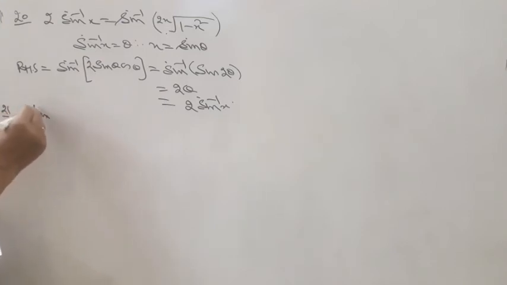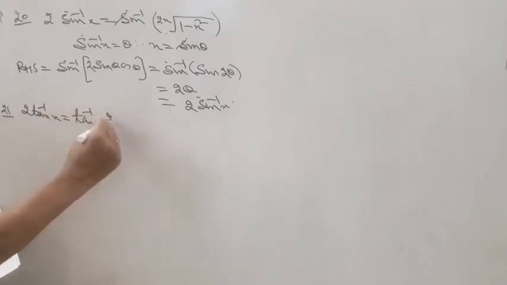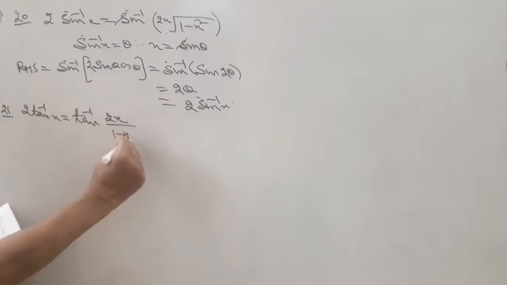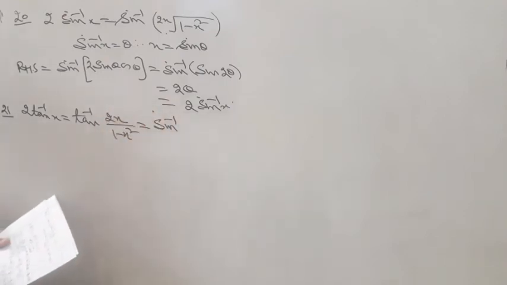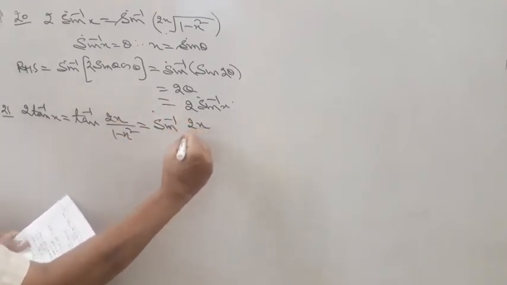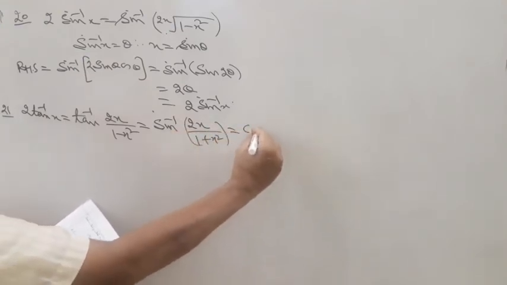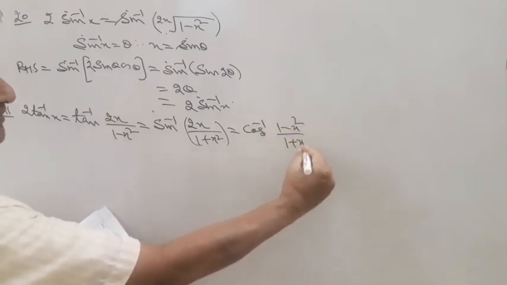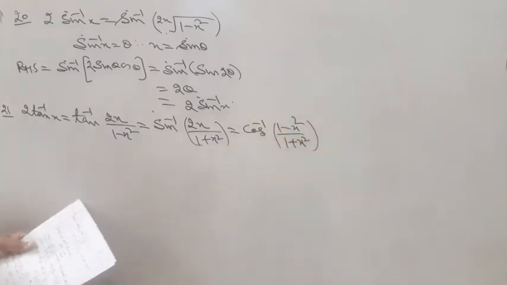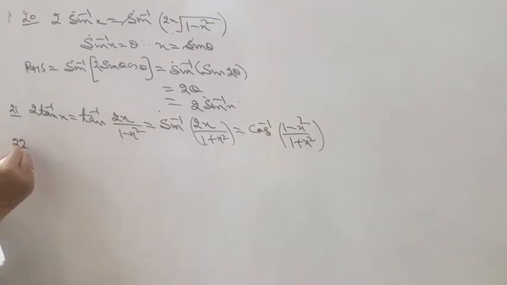It is 2 tan inverse of x is tan inverse of 2x upon 1 minus x square, is sine inverse of 2x upon 1 plus x square, is equal to cos inverse of (1 minus x square) over (1 plus x square). Check out.